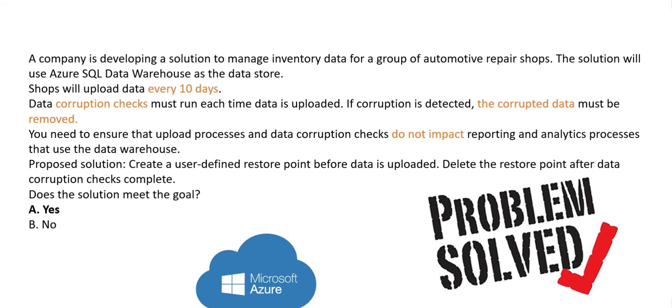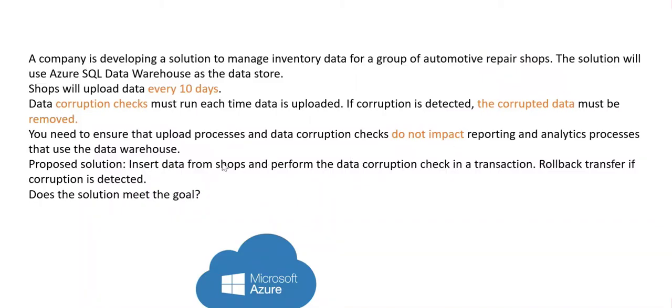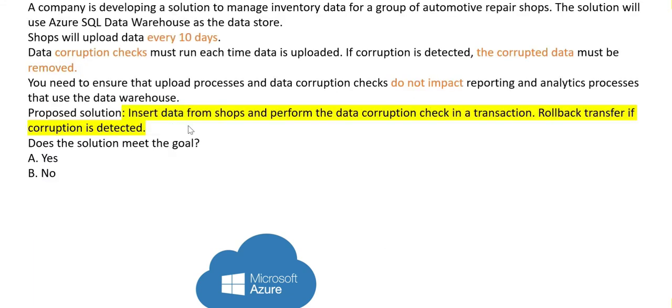So let's see the next question. We have the same question, but the proposed solution here is changed. So it says insert data from shops and perform the data corruption checks in a transaction. Rollback transfer if corruption is detected. This will not work because a rollback or rollback segments, whatever is used, can only hold a certain amount of data. For large data sets, you will not be able to roll it back. You will have to restore it from a point. So this answer is wrong.